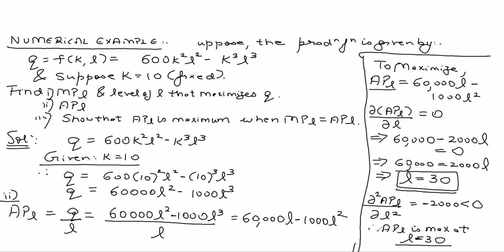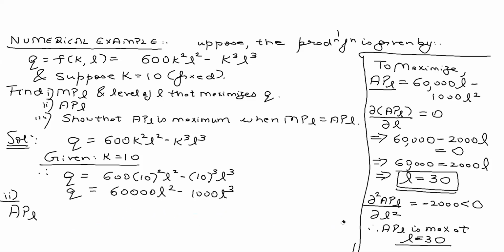Now, guys, let's calculate APL and MPL at L equal to 30 and let us see what we get. So, let us find out what we get as APL and MPL at L equal to 30. My APL was 60,000 L minus 1000 L square. Now, guys, in this expression, if I put L as 30, what do I get? You can check, we get 900,000.